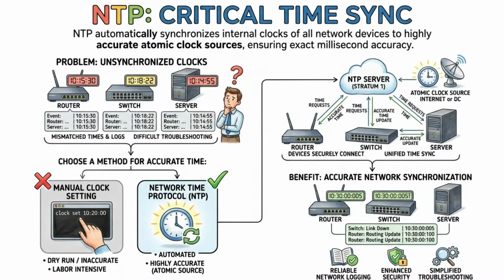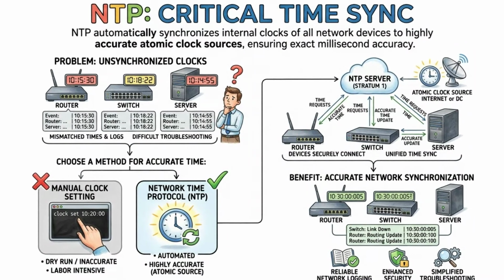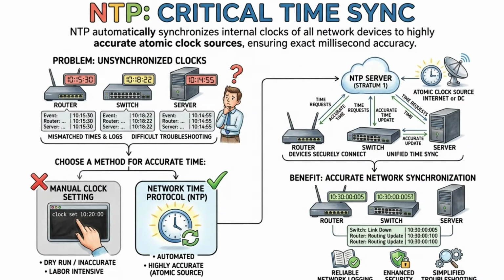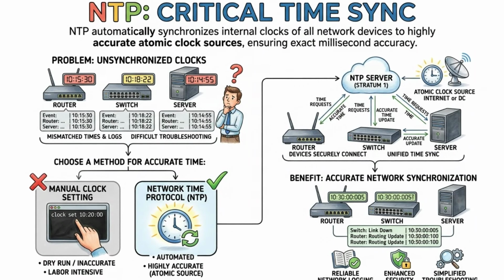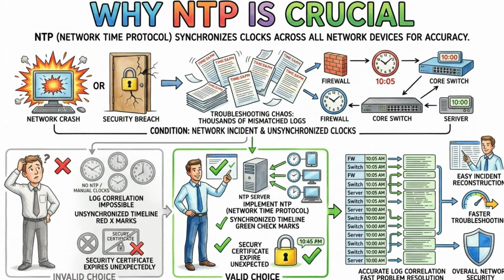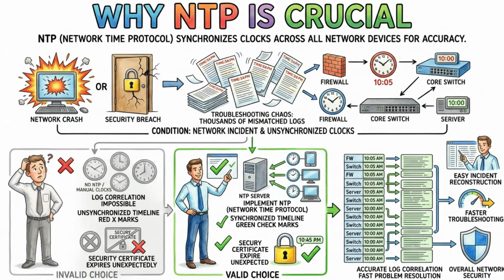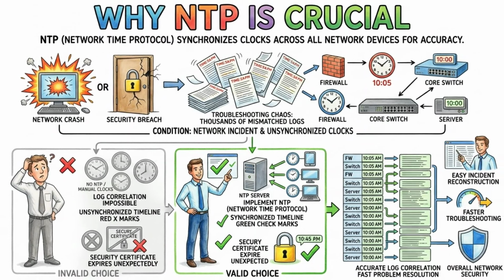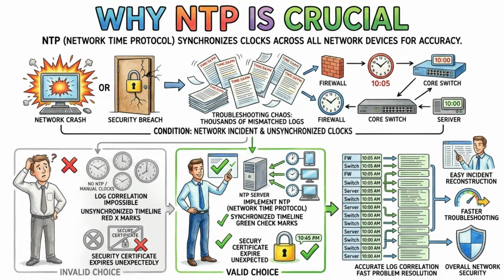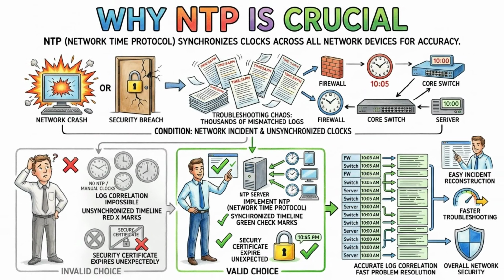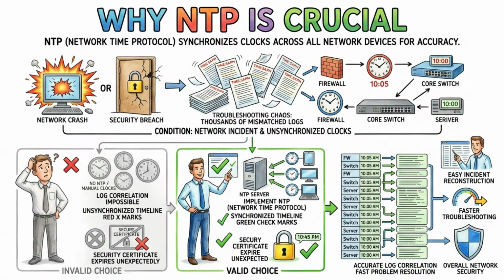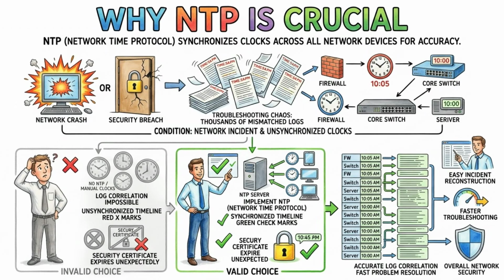You might wonder why having the exact time matters so much for a router, but it is actually one of the most critical security and troubleshooting requirements in modern network architecture. When a network crashes or a security breach occurs, administrators have to read through thousands of device logs to reconstruct exactly what happened. If the clock on the firewall is 5 minutes faster than the clock on the core switch, trying to piece those event logs together into a logical timeline becomes completely impossible.